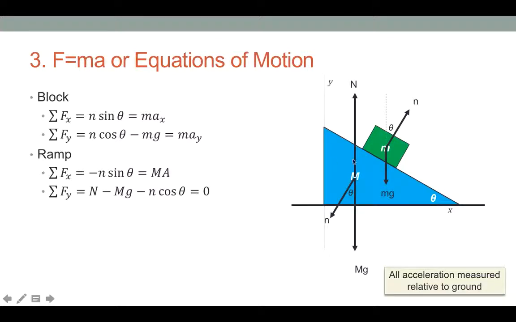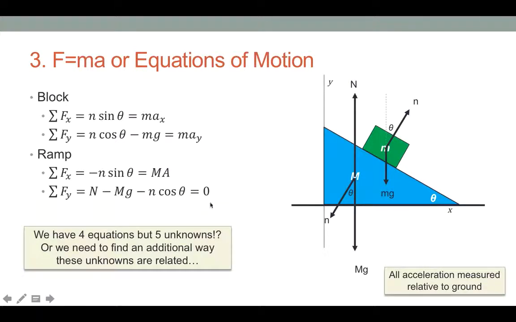Vertically, all of these vertical forces have to cancel out, so that'll be the normal force minus the weight of the ramp minus this component of the normal force pointing down. All of those have to add up to 0 because the ramp will in fact be forced to be accelerating only horizontally. So those forces must add up.